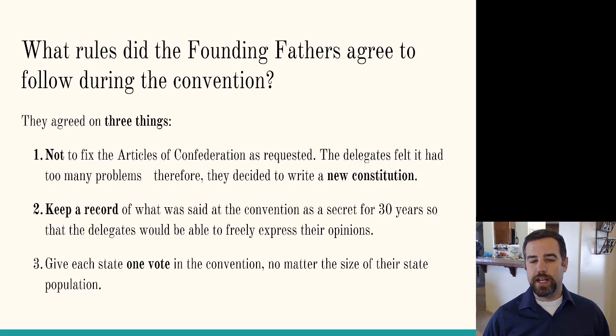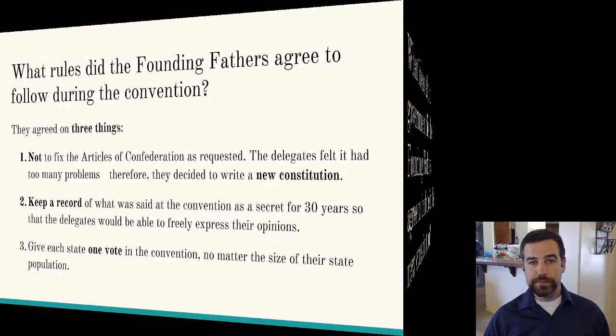And they also decided that when it came time to vote for what would go into the Constitution and what would not, every state would get one vote. And that was something that the states with smaller populations, like Delaware, really wanted to have.